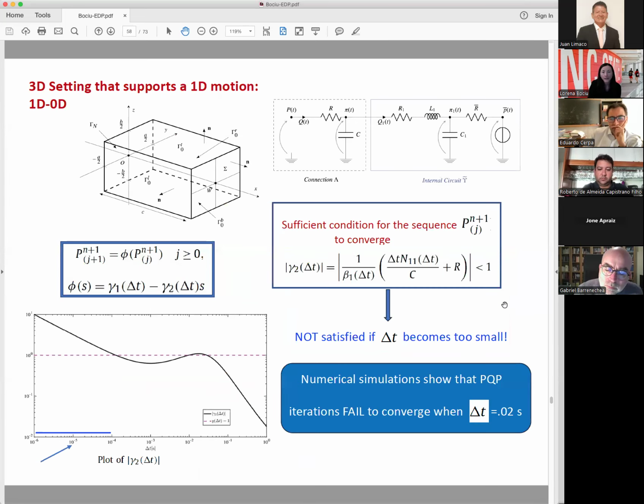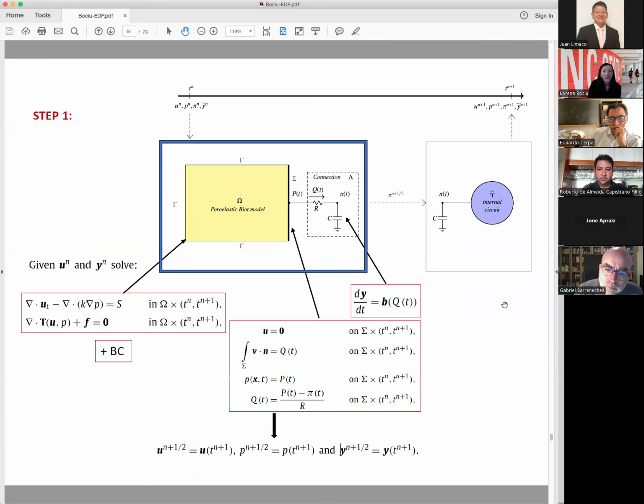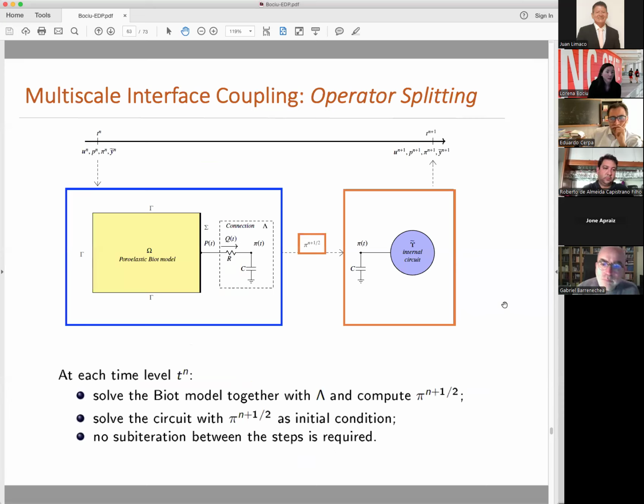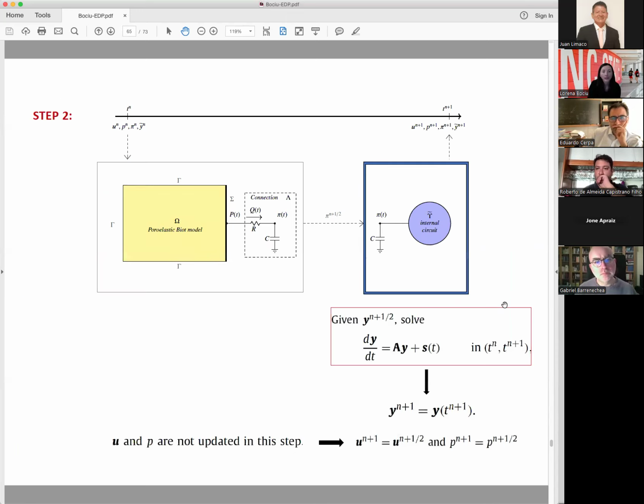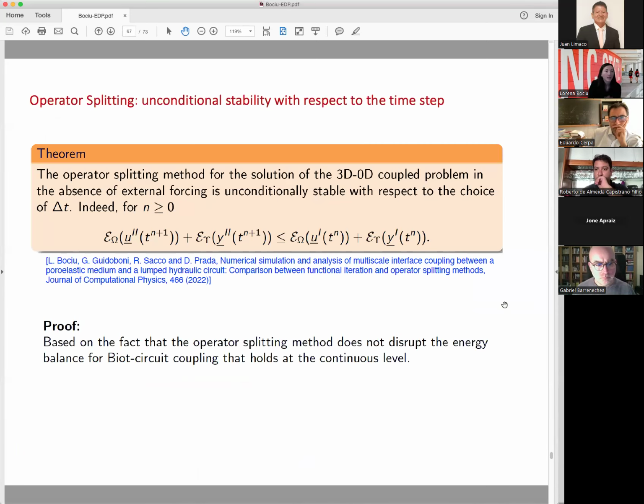So the functional iterations did not work well. What did work well was the operator splitting method. I have no time to go through the details, but just to point out, in this case we were able to show that it's unconditionally stable with respect to the time step. And it's all based on the fact that it preserves the energy identity at the discrete level.